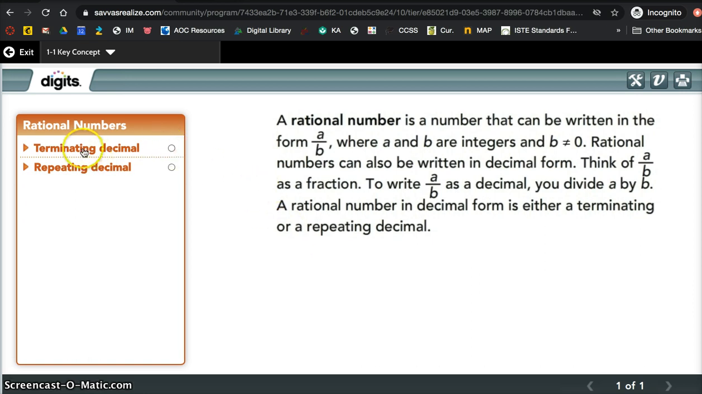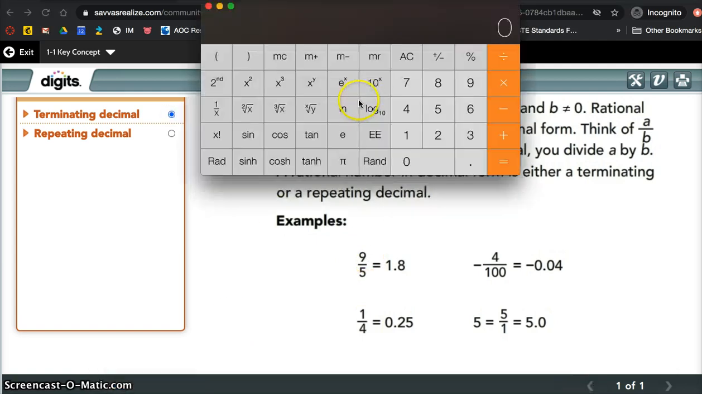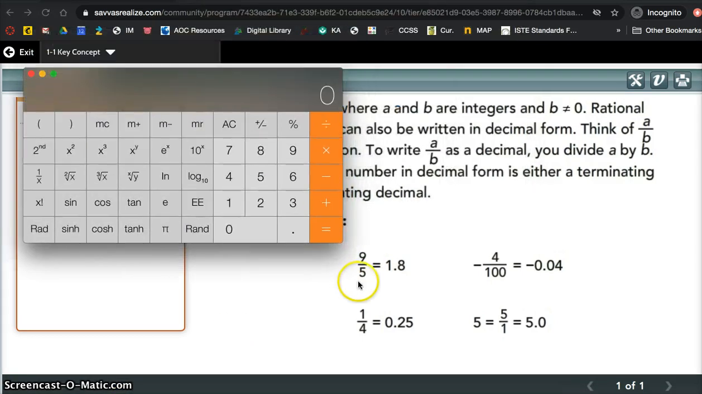Okay, so let's look at the 2 kinds of decimals that we can have when we work with rational numbers. The first kind is called a terminating decimal. So in a terminating decimal, you have the fraction 9 over 5. And if you were to get a calculator out, in fact, I'll grab mine here. This means 9/5 or 9 divided by 5 because this fraction bar also represents division. So you can do 9 divided by 5, and that's going to give you 1.8. So the decimal form of this fraction is 1.8.